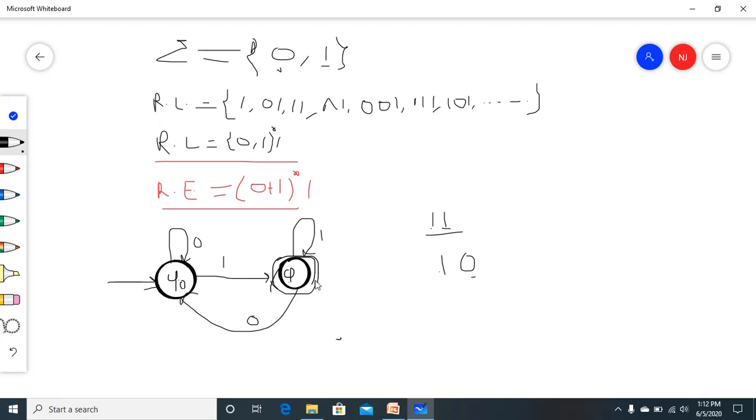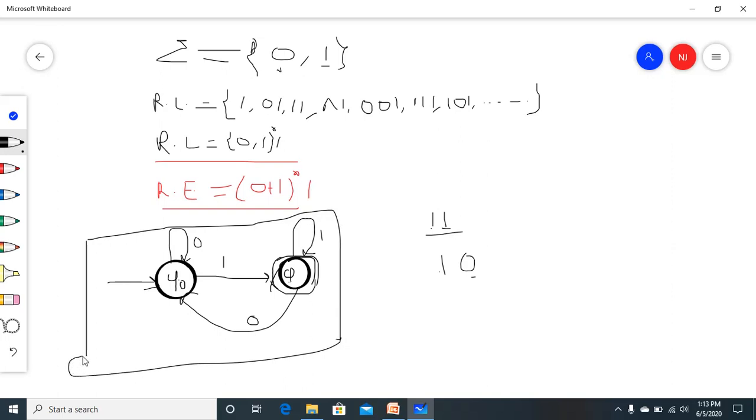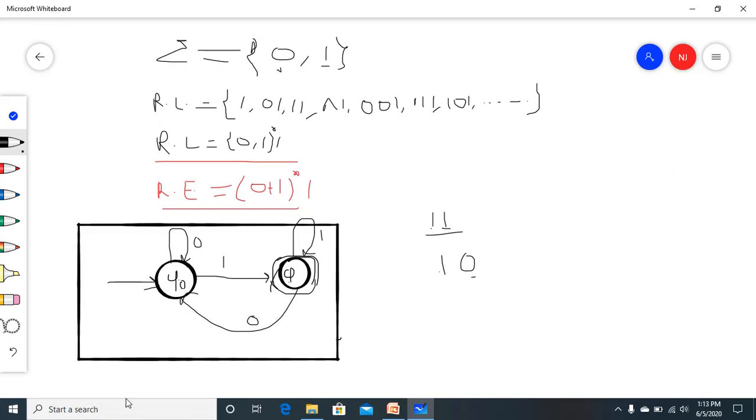Okay. So in that, we are not getting any new state here. And for each and every state, both input alphabets are already tested. So this is now the finite automata for our respective problem statement. Okay. So we have to test it now.